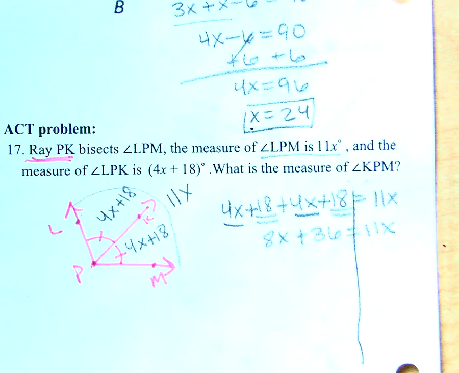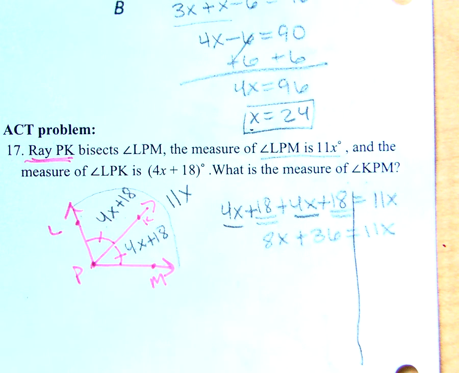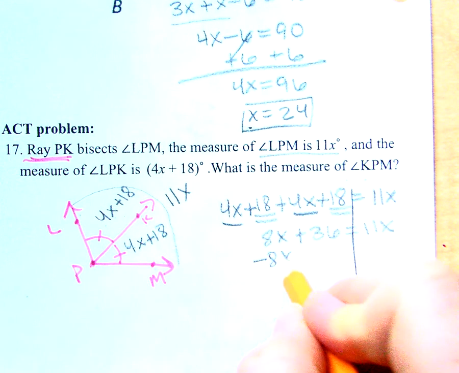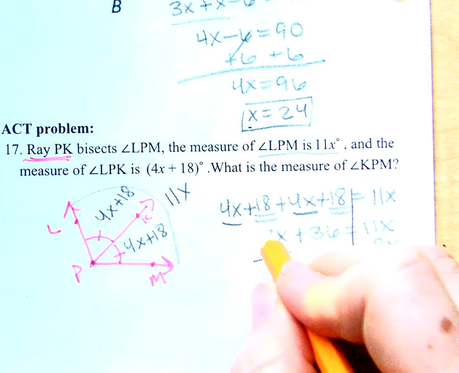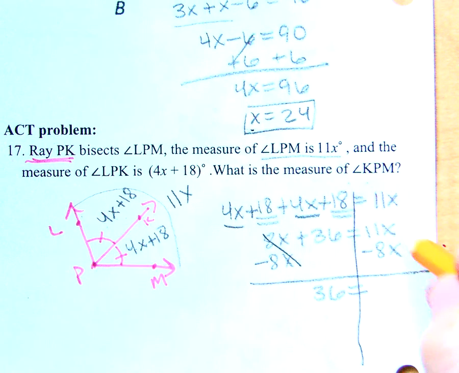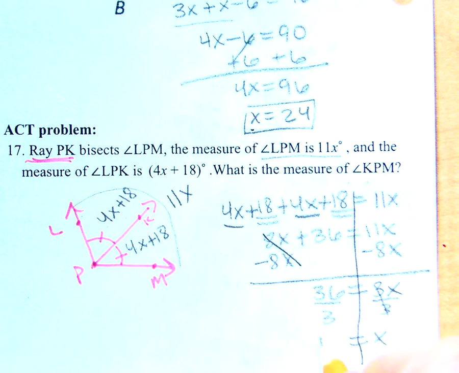And because I have x's on both sides, let me organize myself. Then I can get my x's together by removing the 8x from the left side, keeping it balanced by also subtracting it on the right side. And I'm just going to subtract 11 minus 8, and that's going to give me 3x. Then I can divide by 3, and x is 12, right?